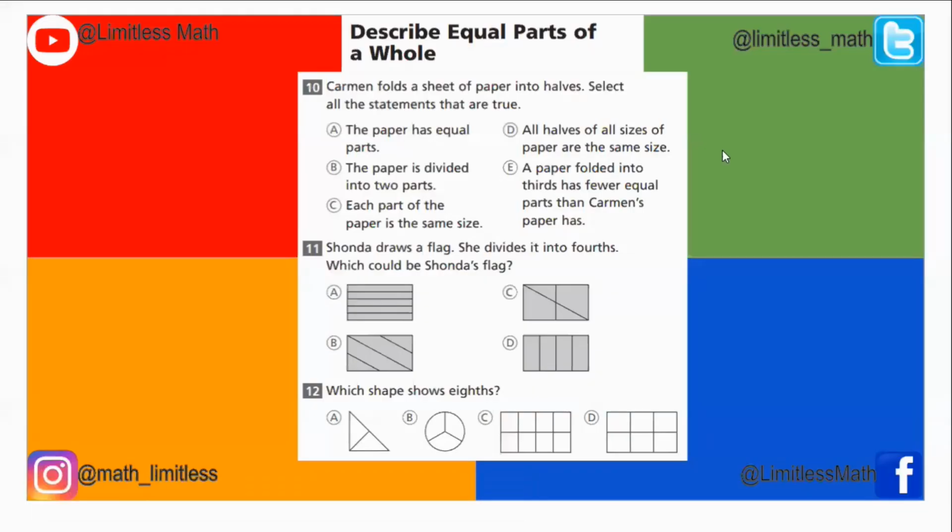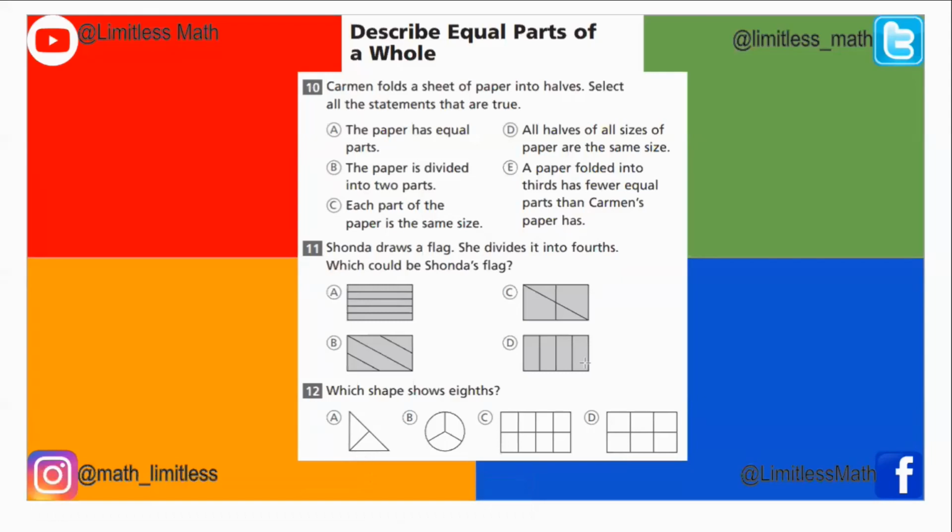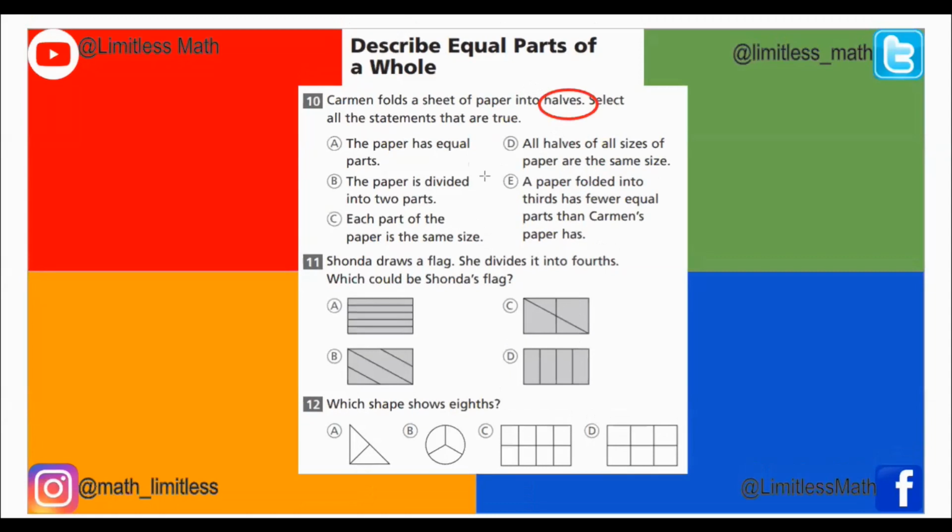Let's make sure we really understand with some test prep problems to sum it all up. Question 10. Carmen folds a sheet of paper into halves. Select all the statements that are true. So if Carmen folds the sheet of paper into halves, we know that halves is 2 equal parts. Let's go through each answer choice and decide if it is true or not.